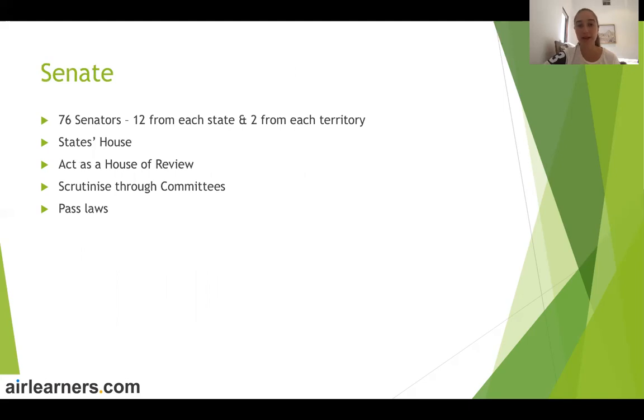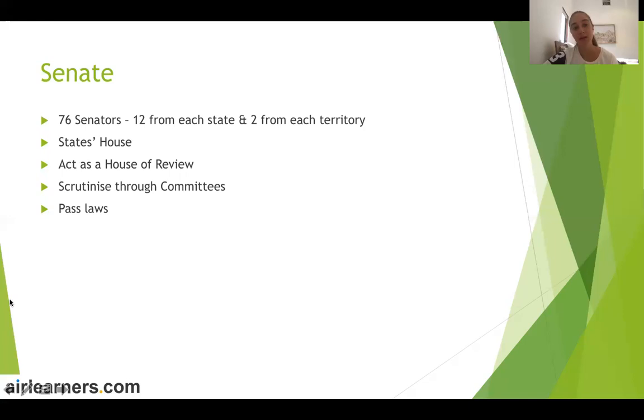And that's entirely just to ensure that the budget represents the views of the people. Next, we have the upper house, which is the Senate. The Senate comprises 76 senators, 12 from each state and 2 from each territory. And so the Senate is commonly known as the states' house because it is representative of each state regardless of their population. Each has an equal amount of seats, 12, and to a lesser extent, it does also represent the territories.